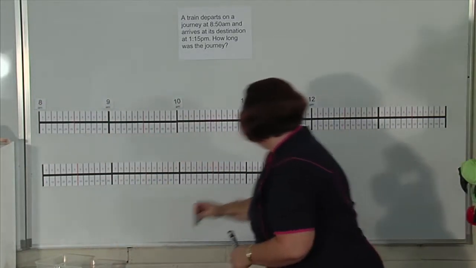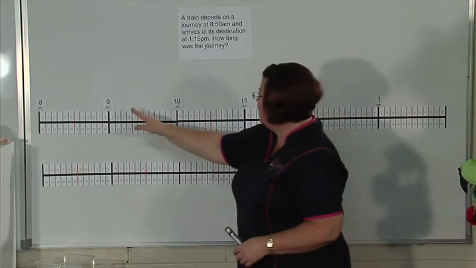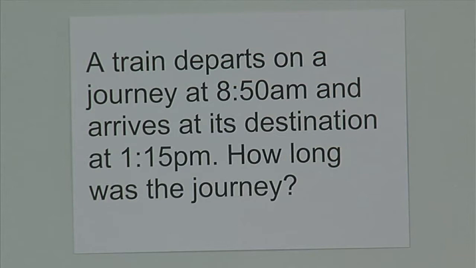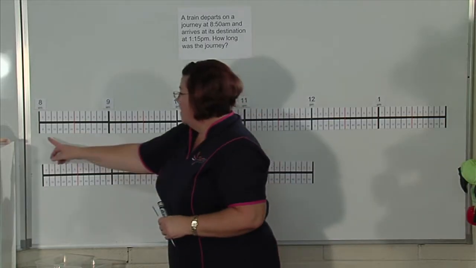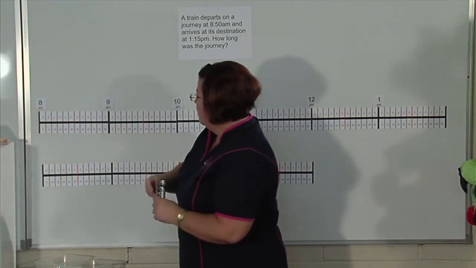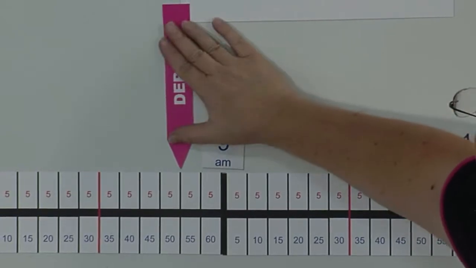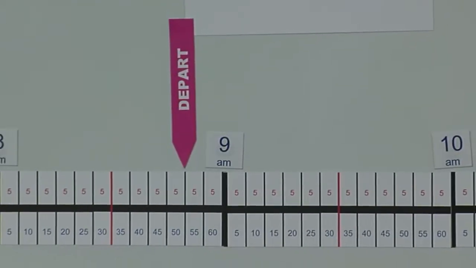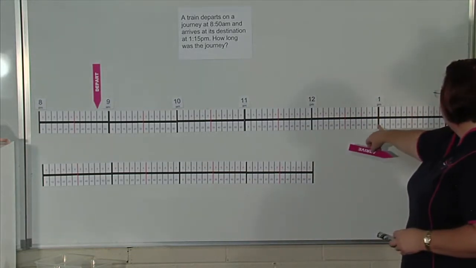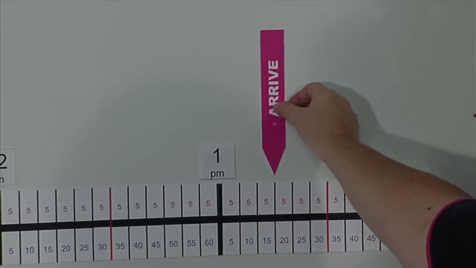A talking point might be that you're changing from AM to PM in the middle of the day, and we're going to depart on our journey at 8:50 AM. They can easily scan from 8 AM up to 8:50, so the arrow would be here for depart. It arrives at its destination at 1:15 PM, so we've got 1:15 PM, which is just about here.